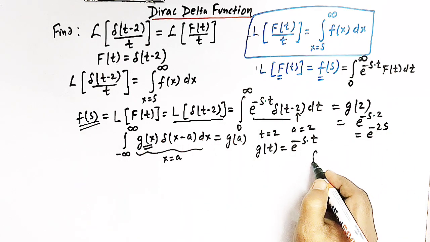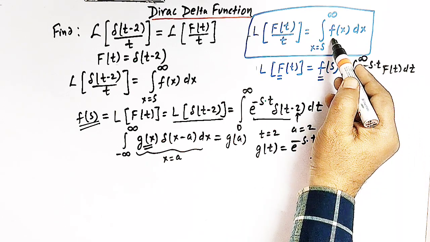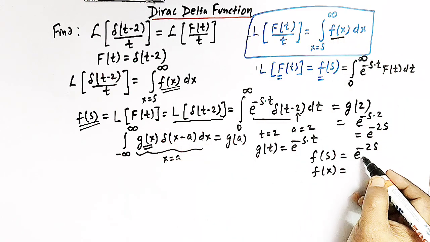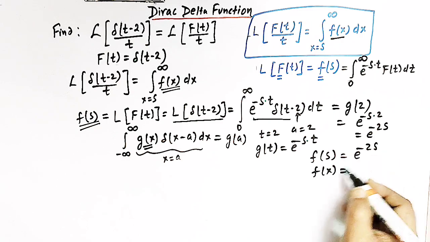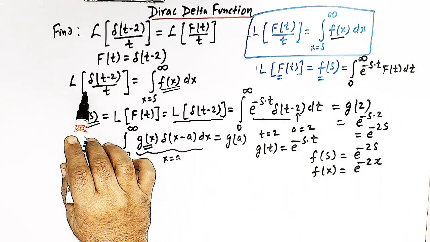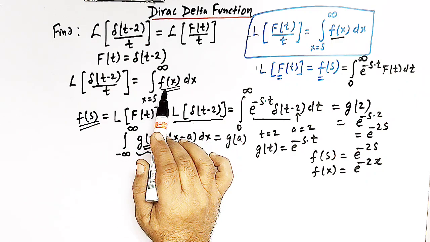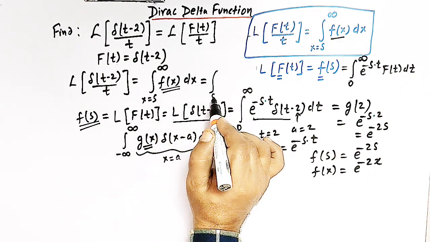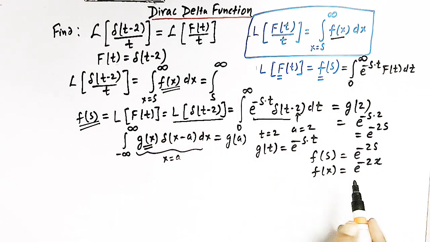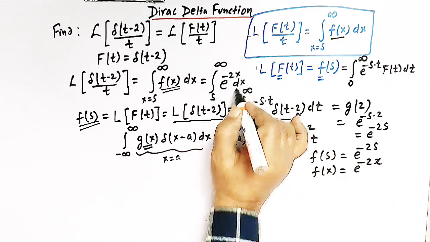So F(s) is now equal to e raised to minus 2s, and here we need F(x). F(x) can be obtained by simply replacing s by x, so we have e raised to minus 2x. Now the Laplace transform of delta of t minus 2 over t is given by the integral from s to infinity of F(x) dx, where F(x) is e raised to minus 2x.